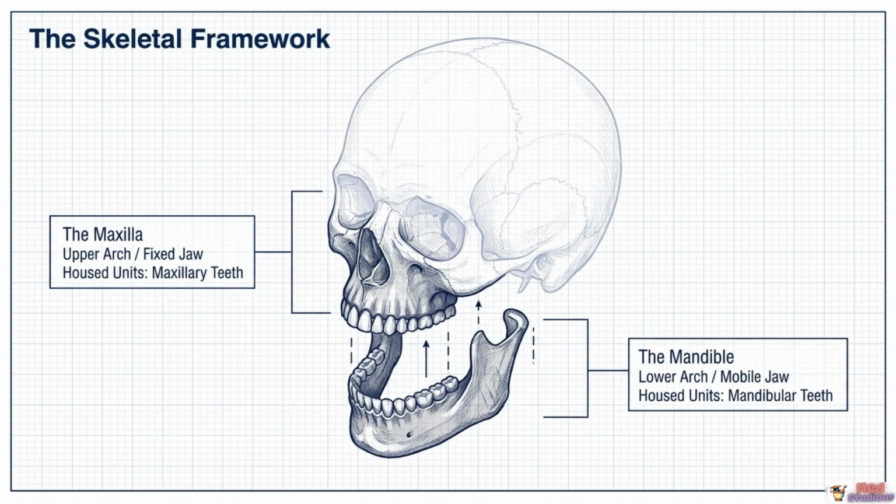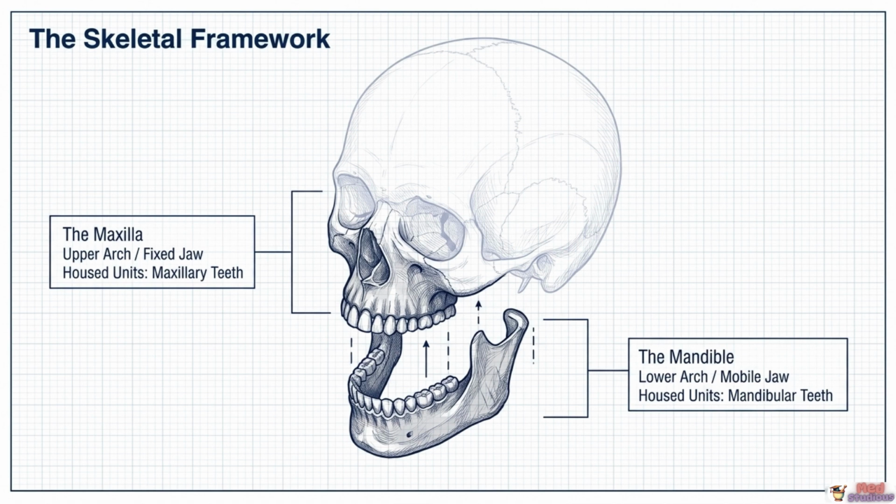The mandible, by contrast, forms the lower arch, and it's the only mobile bone of the facial skeleton, hinged at the temporomandibular joint, allowing it to depress, elevate, protrude, and retrude. It houses the mandibular teeth. This single distinction, fixed maxilla versus mobile mandible, is the entire mechanical basis of chewing. Every bite you take happens because the mandible swings up against a stationary maxilla, not the reverse.